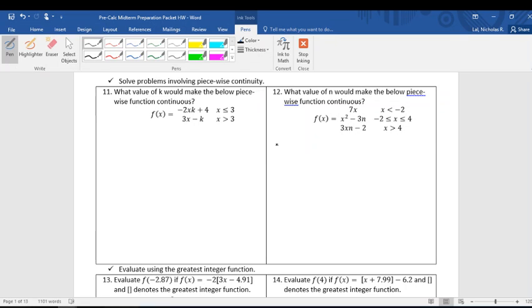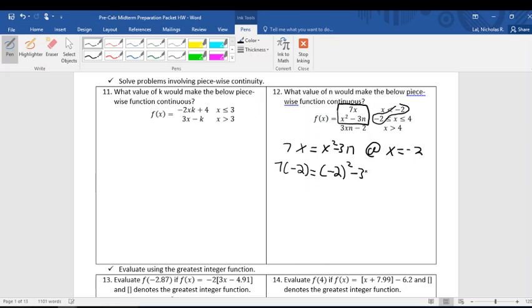So let's look at 7x and x squared minus 3n first. We're going to look at these two values first. These values meet, they will join each other when x equals negative 2. So 7x must equal x squared minus 3n when x is equal to negative 2. So we plug negative 2 into x. 7 times negative 2 must equal negative 2 squared minus 3n.